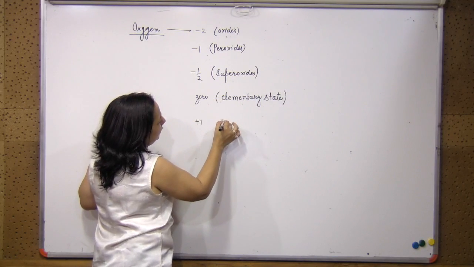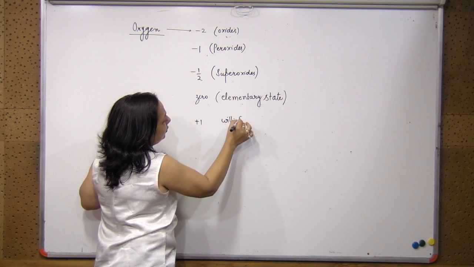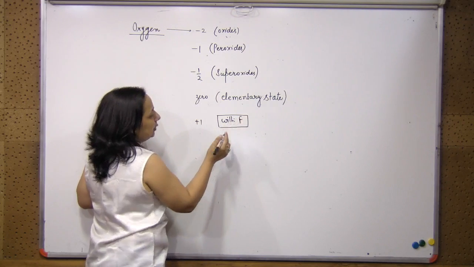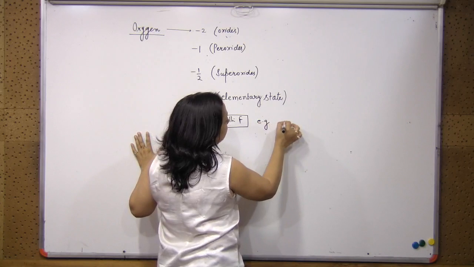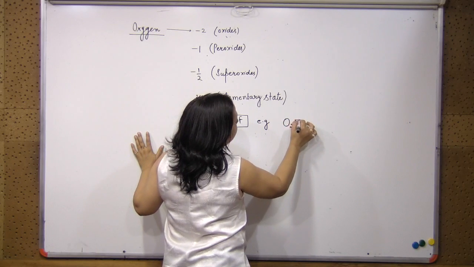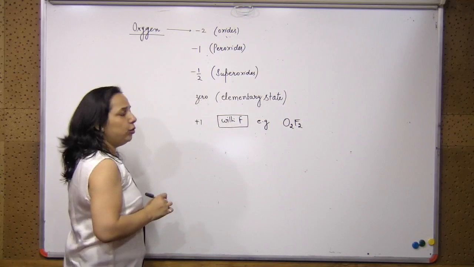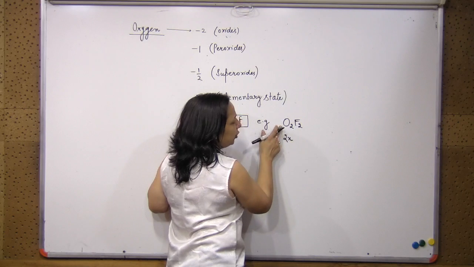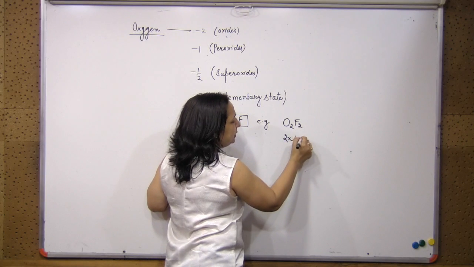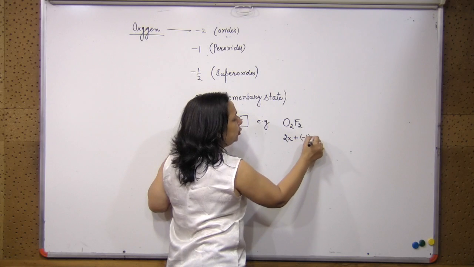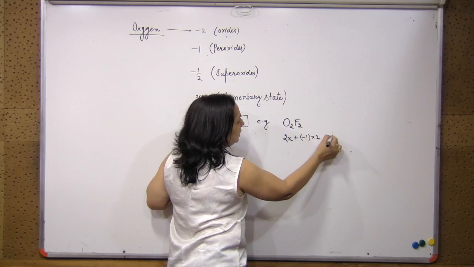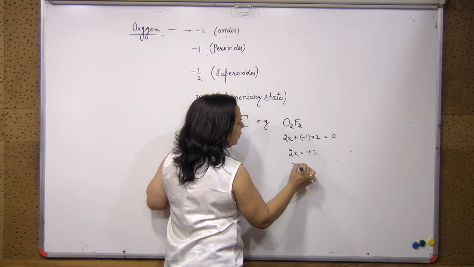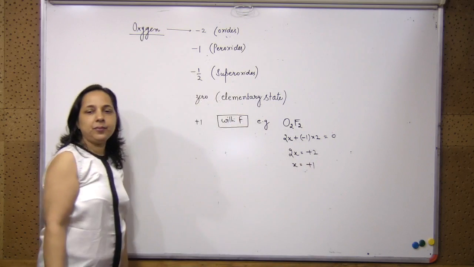+1 with fluorine. Example of a +1 compound is O2F2. When we write O2F2, here fluorine is -1, so we have 2x for oxygen plus -1 into 2, that is 2 fluorine atoms, equal to 0. 2x is equal to +2. X comes out to be +1. Right?